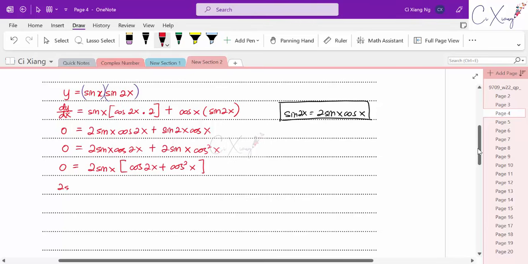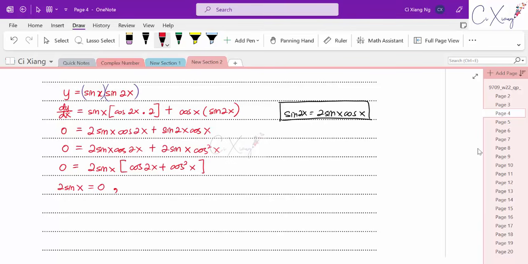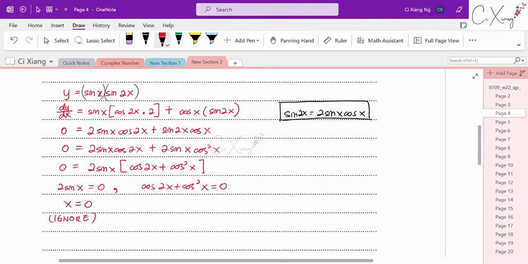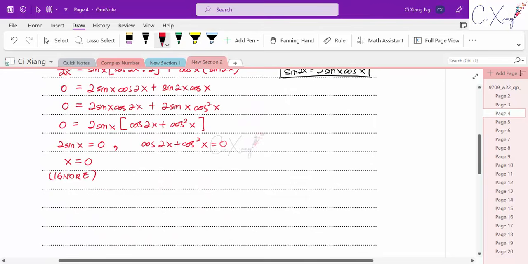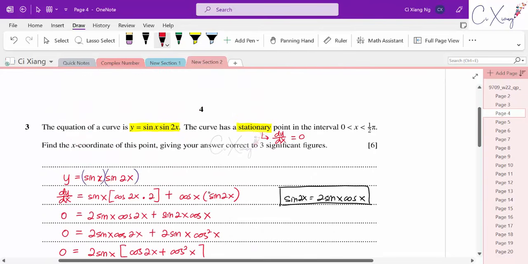I'm having two equations here where 2 sin x equals to 0. Another equation will be cos 2x plus cos square x equals to 0. If I try to solve this part of the equation, I will get the answer which is x equals to 0. And this is actually not our coordinate for the maximum or minimum point, or for the stationary point, right? Why is it not the coordinate for the stationary point?